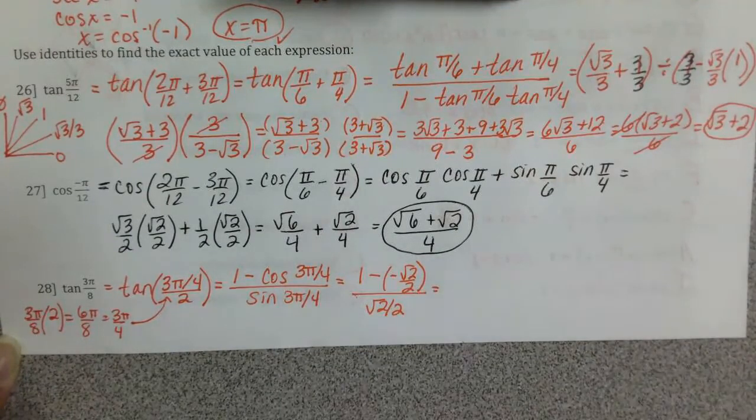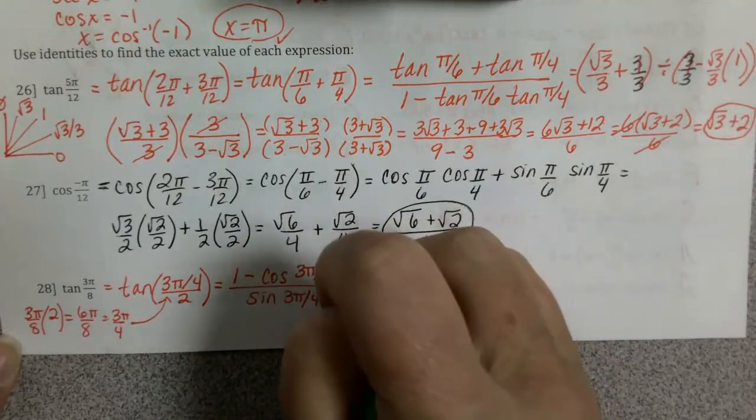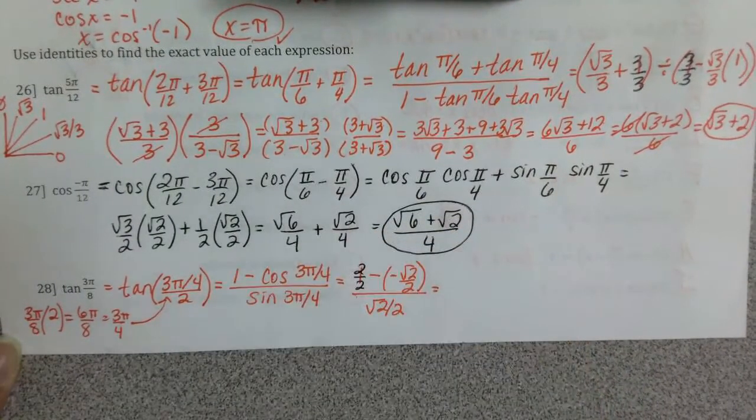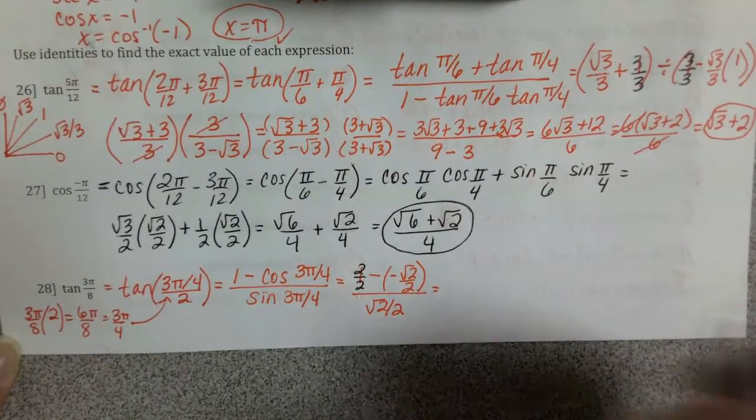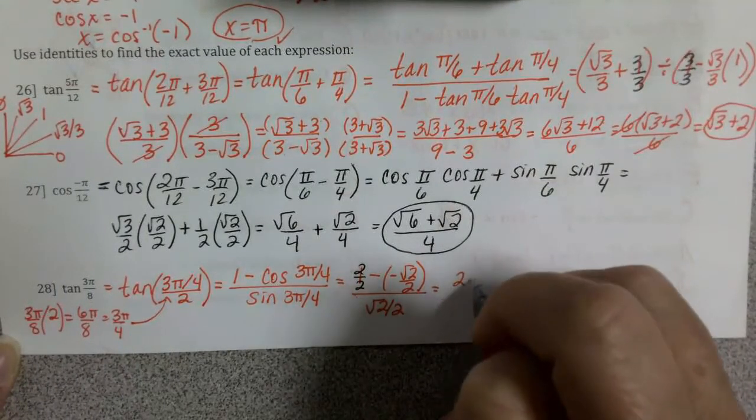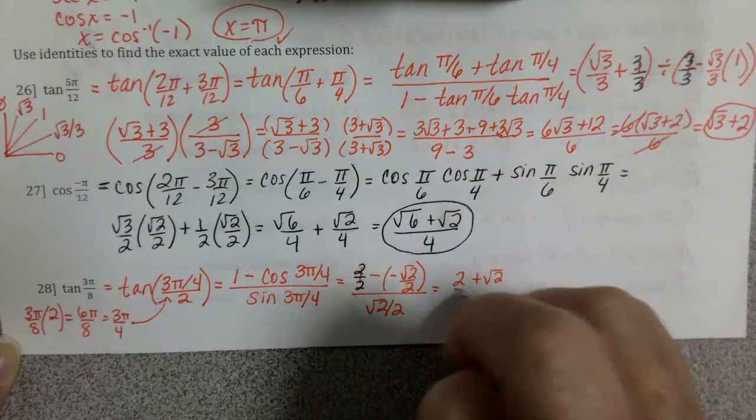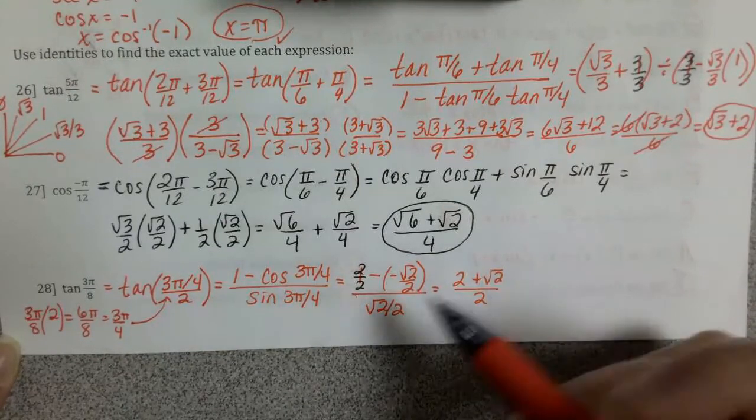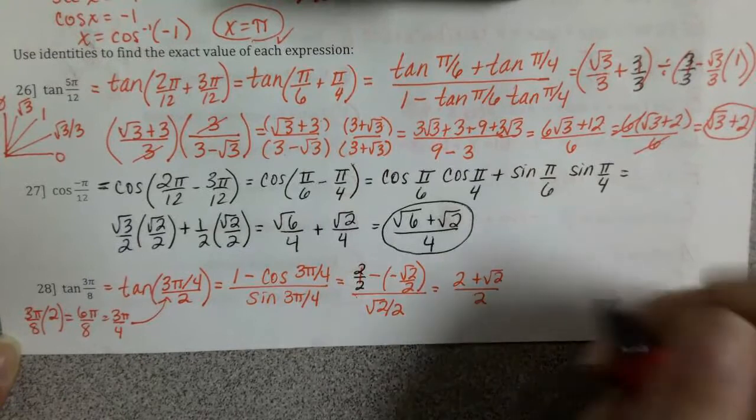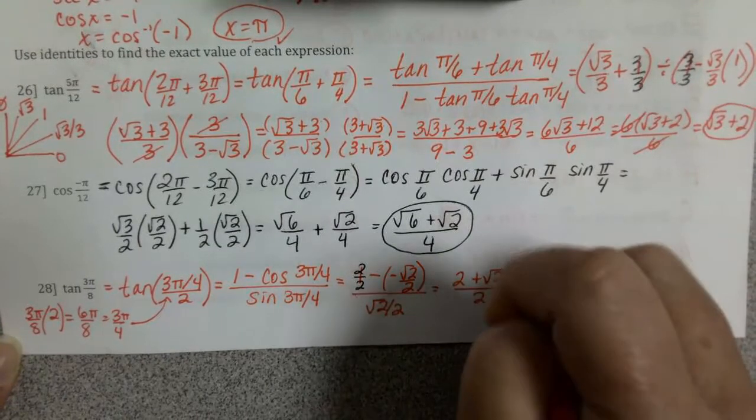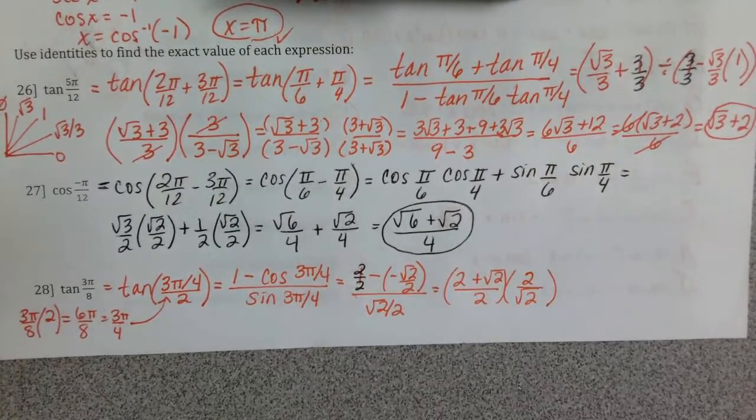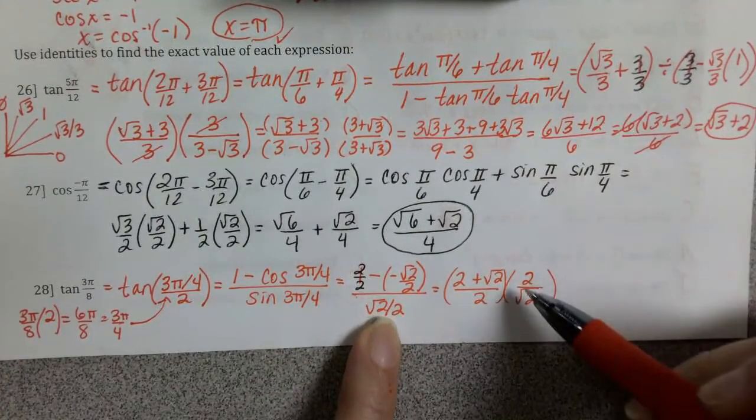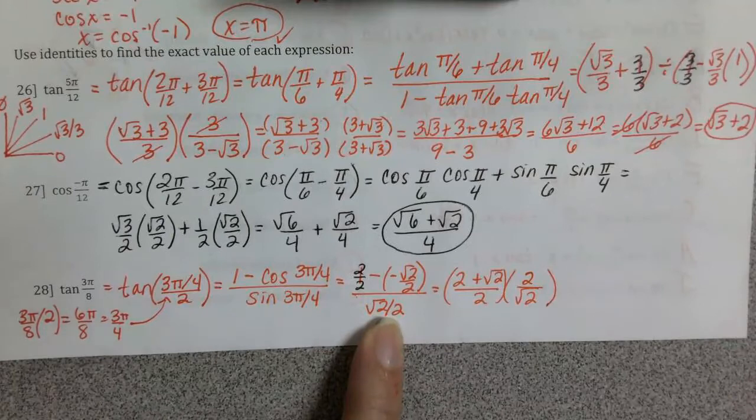Then we need a common denominator, so we'll change this 1 to a 2 over 2. A negative and a negative is a positive, so this numerator will be 2 plus square root of 2 over 2. Then dividing by a fraction means to multiply by the reciprocal. So we'll multiply by the reciprocal of this denominator, so it'll be 2 over root 2.